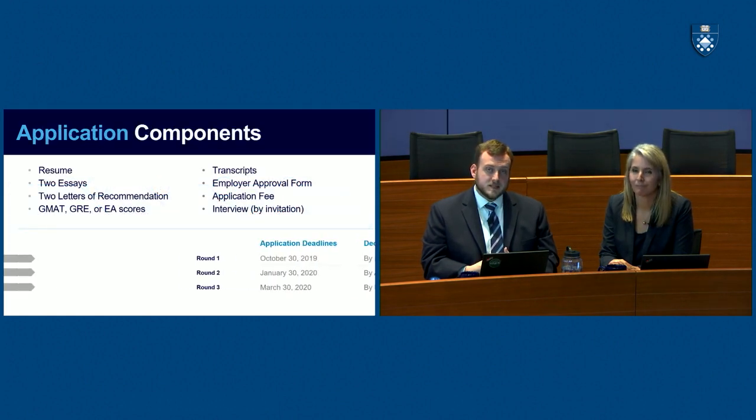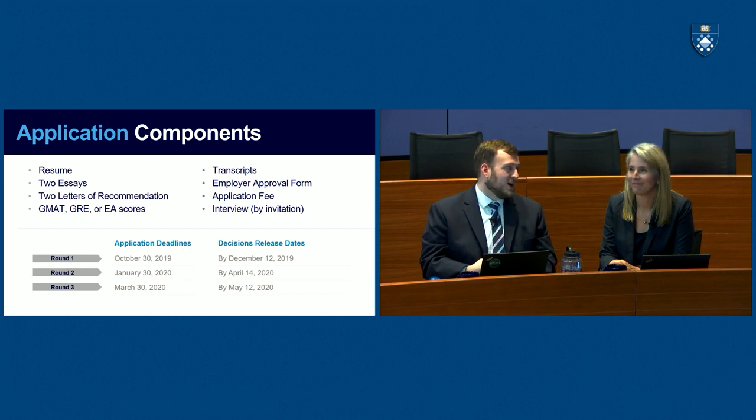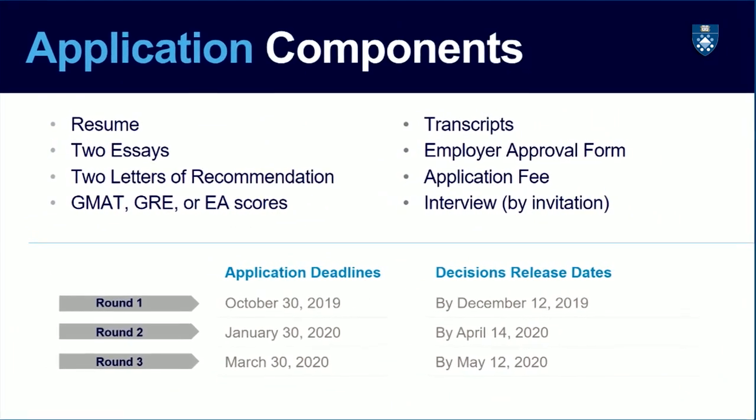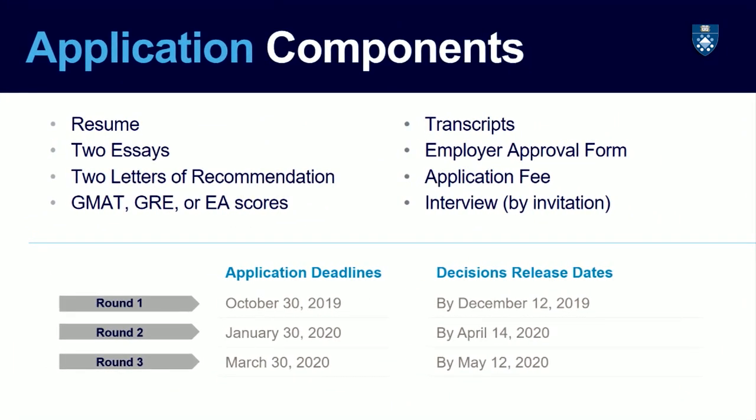So in terms of what actually comprises the application, we're about to talk a lot more about this, but just a quick high-level overview. So there's several components, and none of these should be particularly surprising. So we ask for a resume, there are 2 essays, 2 letters of recommendation. We require testing, so we require the GMAT, the GRE, or the executive assessment. More on that to come. We require transcripts for any undergraduate and beyond coursework that you've done. We require employer approval. There is an application fee, and then for those to whom we extend interviews, an interview is required.